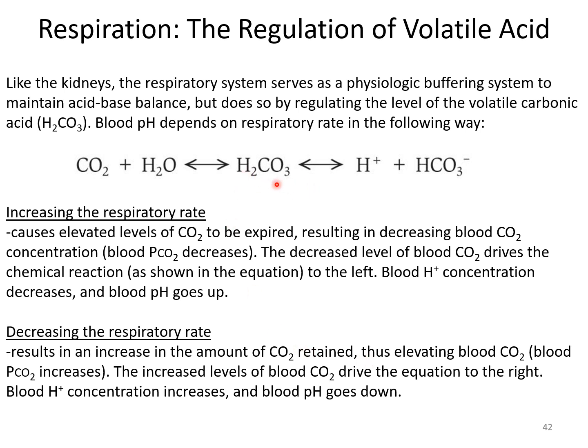So blood pH depends on respiratory rate in the following way. Okay, so think about it, we know that CO2 is something that gets exhaled. So this is coming from the respiratory system. Here we see hydrogen and bicarbonate. We know these play a role in pH. So let's read through the following.